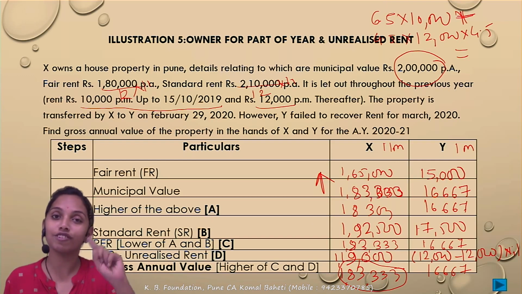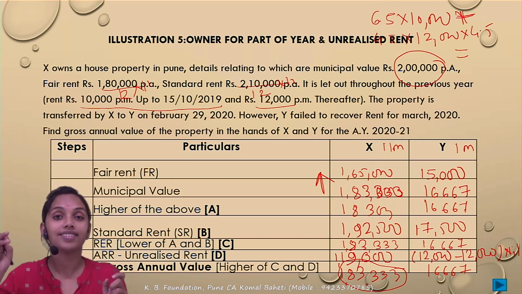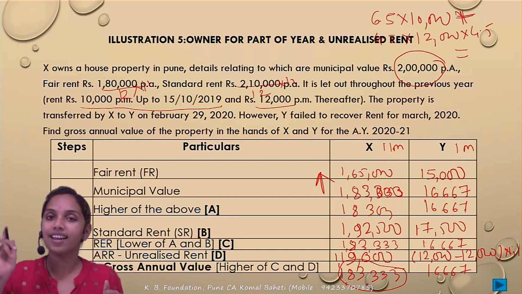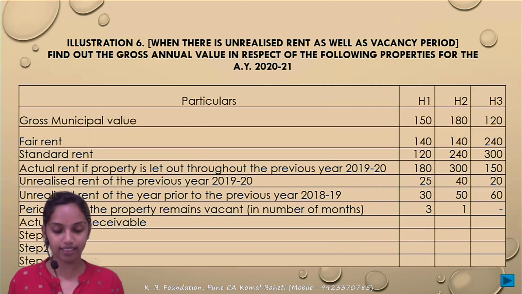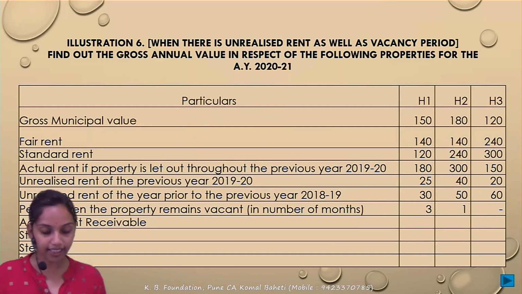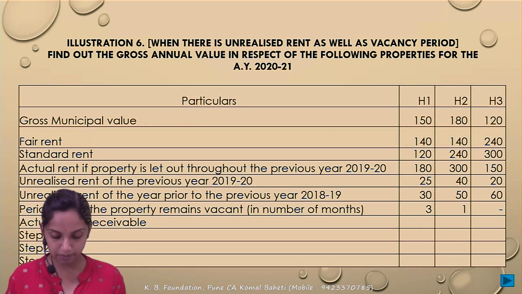In this question there was no vacancy loss, but there is a calculation of the fair, standard and municipal values to be taken for the part of the year. Okay, and unrealized rent was there. Hopefully clear with this. Next, again in this question, what already done with this, I think. Yeah, we're done with this. It has been repeated, sorry.